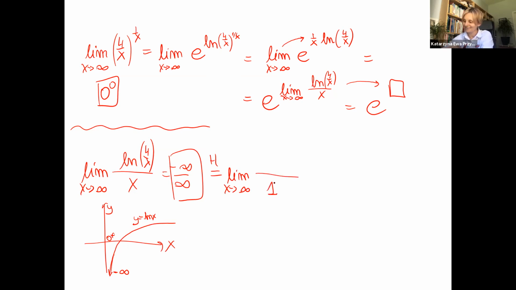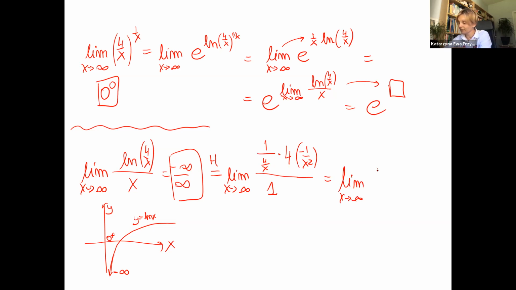Derivative of x is 1. I can start with the denominator. Derivative of ln of 4 over x will be 1 over 4 over x times the derivative of 4 over x. Derivative of 4 over x: 4, and then 1 over x. Derivative of 1 over x is negative 1 over x squared.